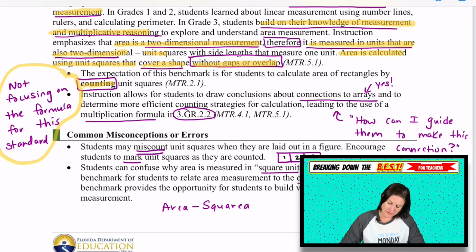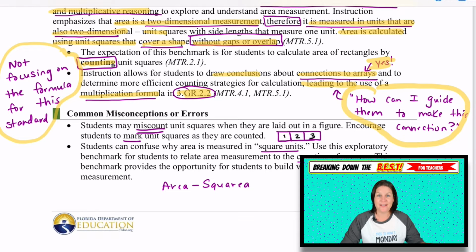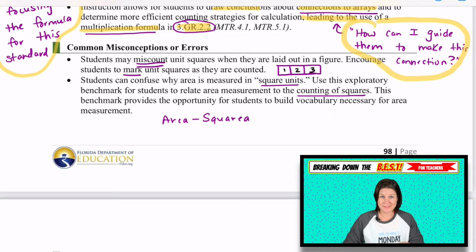Here it says instruction allows for students to draw conclusions about connections to arrays. I put yes, and the multiplication formula in the next standard. So our question should be leading them to use this formula. So we should be thinking, how can I guide them to make this connection? That is our whole goal as teachers, okay?